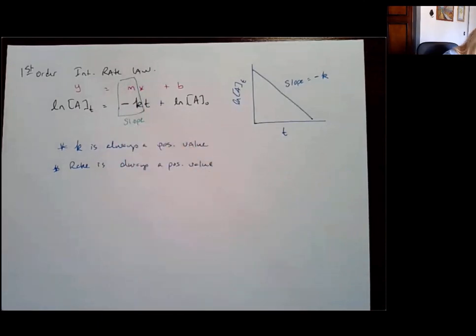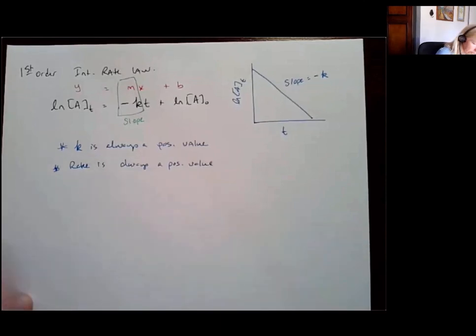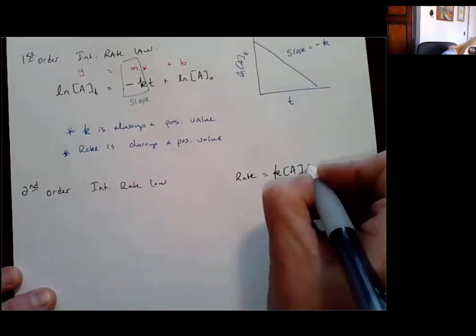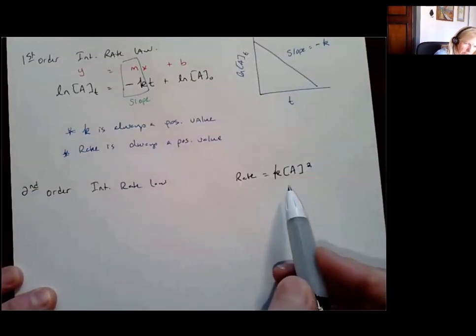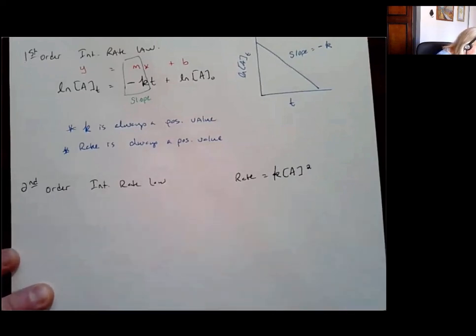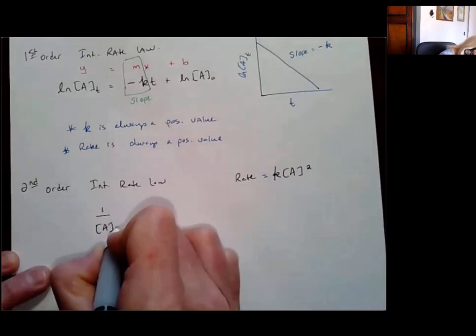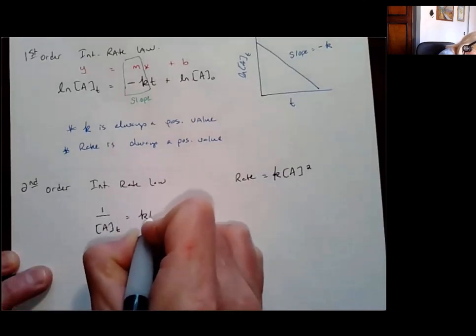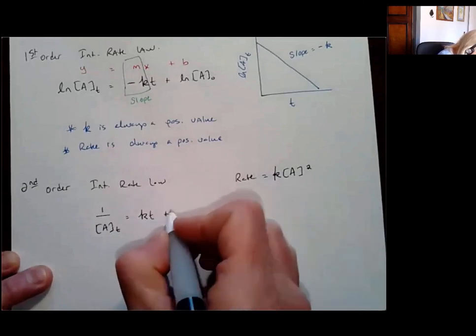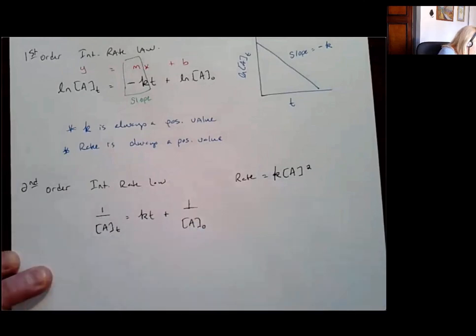If we look at second order, my integrated rate law for second order is going to be different. It's going to look like this. Now remember, my rate law would look like this for a second order. When I integrate it, my integrated rate law is going to look like 1 over A at time t equals a positive rate constant k times whatever time t is, plus 1 over A0. So this is my y-intercept.